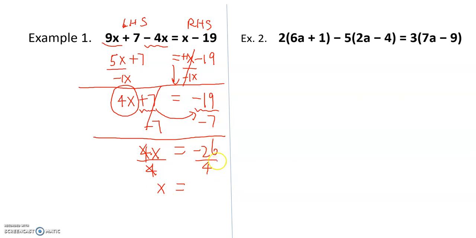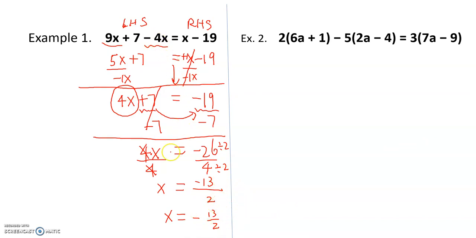Negative 26 over 4, notice 2 goes into both of them, so that's divide both top and the bottom by 2. And the bottom, 4 divided by 2 is 2. And the top, negative 26 divided by 2 is negative 13. And then minus negative 13 divided by positive 2, that will give us a negative 13 over 2, because negative divided by positive is still negative. Again, we went over these rules for dividing signed numbers previously.